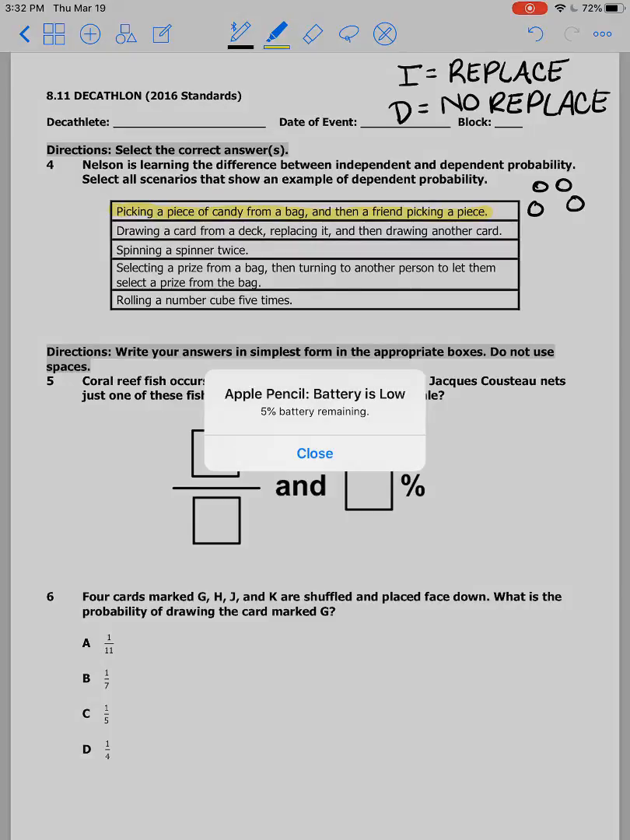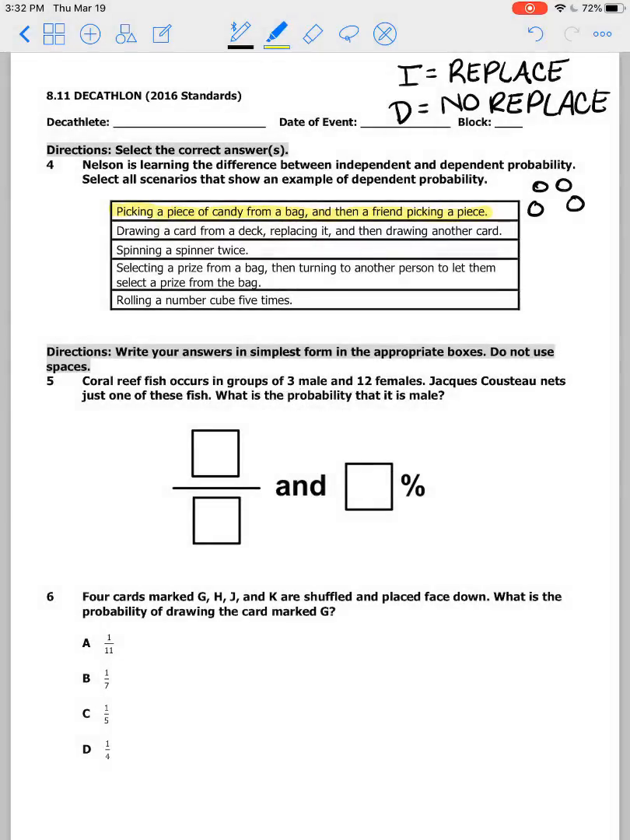The second option says drawing a card from a deck, replacing it, and then drawing another card. So again, this is where we're replacing it. So if I draw, let's say we have 5 cards, we'll keep it easy, small numbers. If you take a card from the deck, but then you put it back, you replace it, your number of outcomes doesn't change. So that's independent.